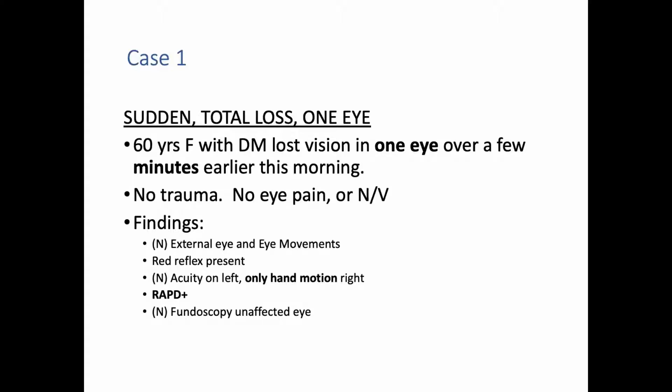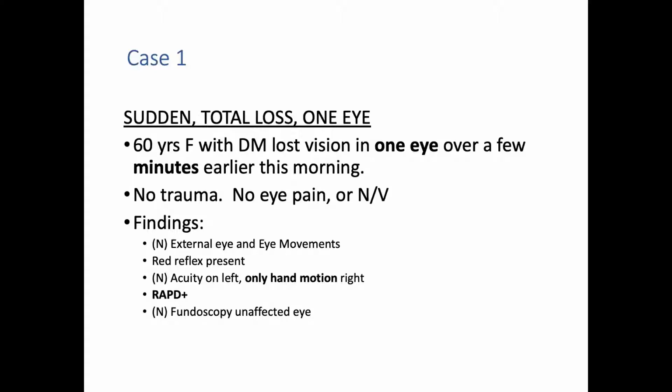No trauma, no eye pain, no nausea, no vomiting. Just ophthalmology findings. She had a normal external eye and eye movements. A red reflex was present. Normal acuity on the left, but only hand motion on the right, which is the side she was complaining of. The relative afferent pupillary defect was positive, and a normal fundoscopy on the unaffected eye.